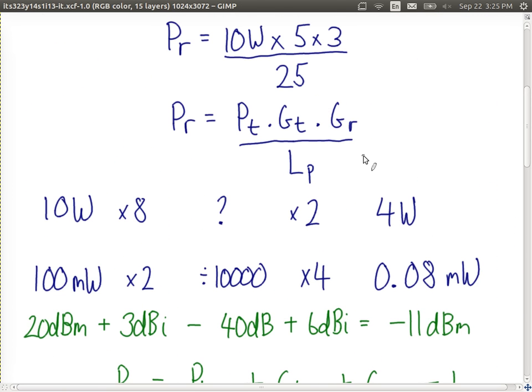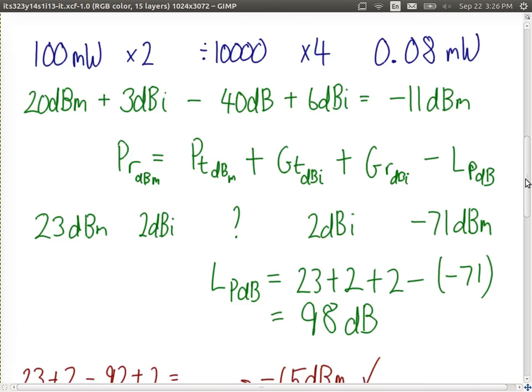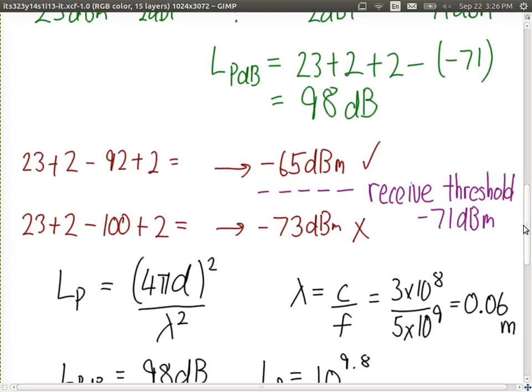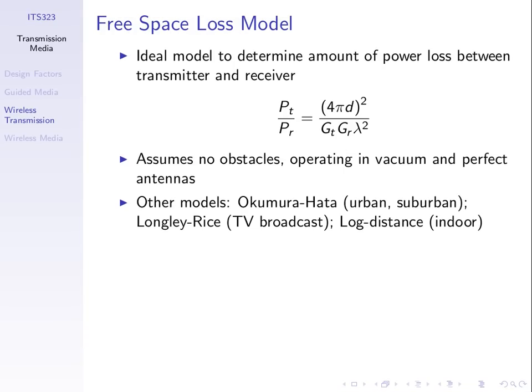This equation, PR equals PT GT GR on LP, this general equation, and if you replace LP, in the case of free space path loss, LP is this equation. If you substitute that in, you get this with a little bit of a rearrangement. Transmit power, receive power, distance, gain of transmit antenna, gain of receive antenna, and wavelength lambda.